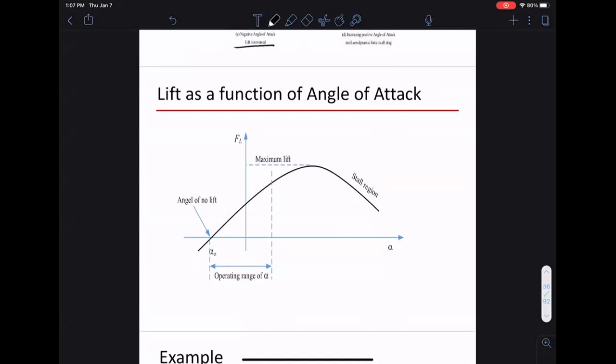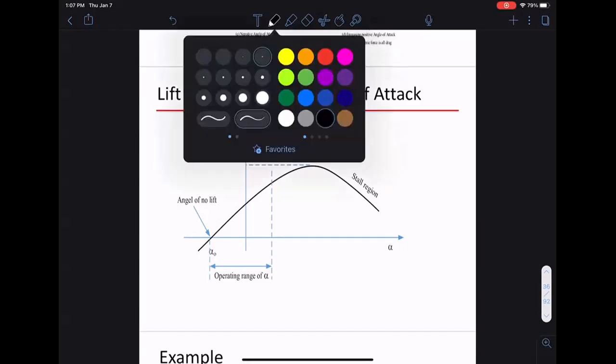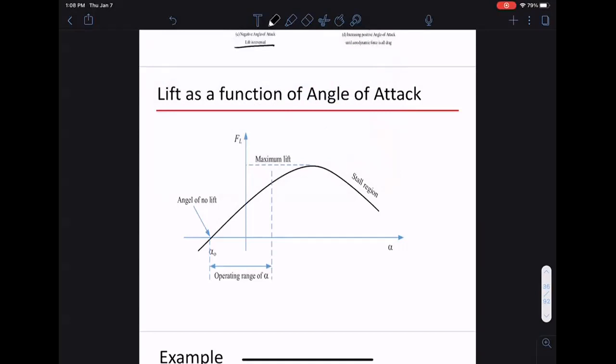So why don't we operate very close to the optimal alpha that generates the maximum lift? You run the risk of stalling. Here, this is turbulence, and it becomes difficult to operate the turbine when you have turbulence. So you want to avoid having turbulence. To avoid turbulence, there's always a safety margin.